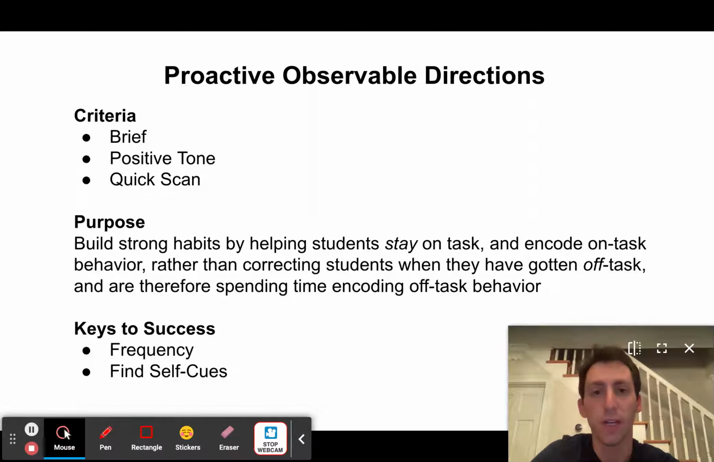So the key to effective proactive observable directions: they're brief, they're using a positive tone, and they employ a quick and complete scan. So it's going to look something like this. I'm reading my text. After every page, I'm going to give a proactive observable direction.